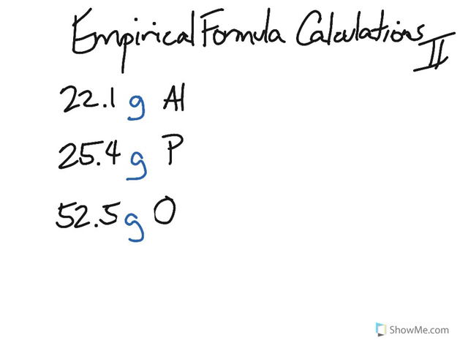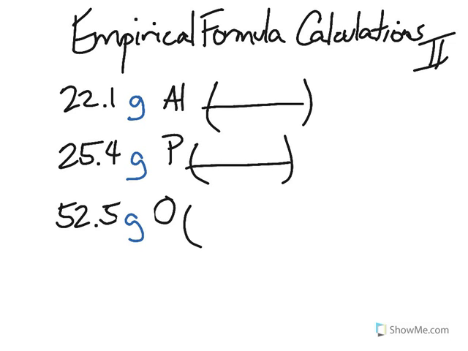Now that we've determined what the masses of each one of these elements would be present in a 100-gram sample, let's go ahead and convert these into moles. And we will need their atomic masses from the periodic table. So we're going to take a look at 1 mole of aluminum right here, and the atomic mass of aluminum happens to be 26.982 grams.